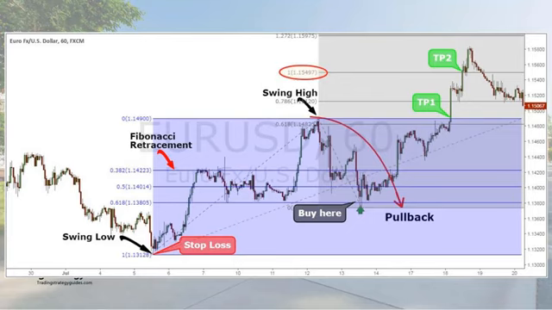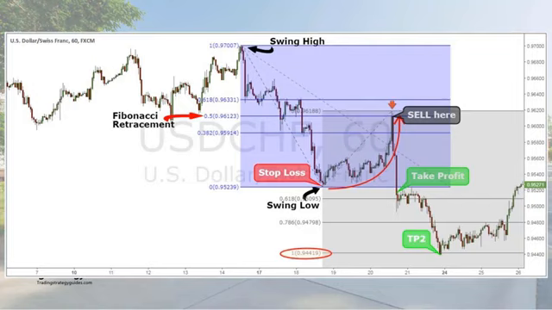Alternatively, if we want to maximize our profits, we can take only half of the profits once we break to new highs, and the remaining half of our position can be taken at the 100% Fibonacci extension using the Fibonacci extension tool. And of course, the prior was an example of a buy trade. You can use the same rules, but in the opposite trade direction for a sell trade.